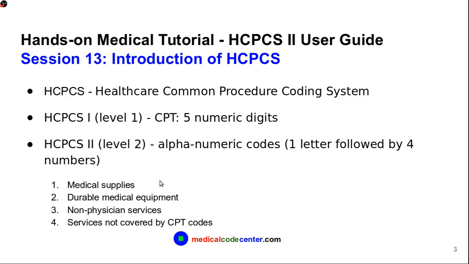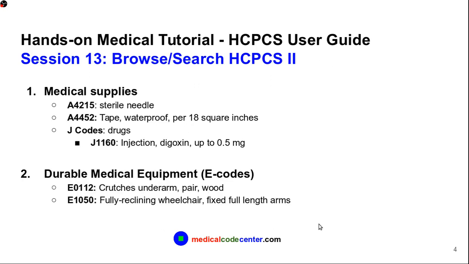So HCPCS Level 2 has 4 types. The first type is the codes for medical supplies, the second type is durable medical equipment, and the third type is the non-physician services. Finally, it covers services not covered by CPT codes. So now is the time to get to the HCPCS Level 2 manual and to follow along to find the sample codes I will show you.